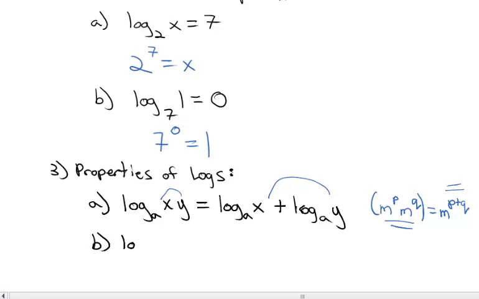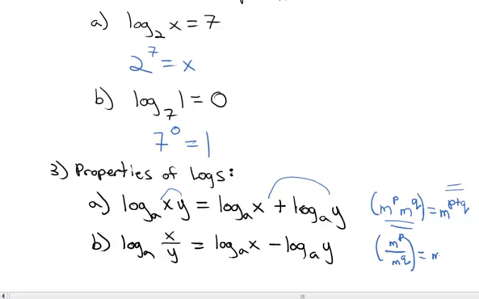Similarly, if we have log base a of x over y, just like when dividing with exponents we subtract, we'll also subtract these logs. Log base a of x minus log base a of y. And again, that comes from m to the p over m to the q. We subtract those exponents, p minus q. Because logs are exponents, we subtract the logs with a quotient.